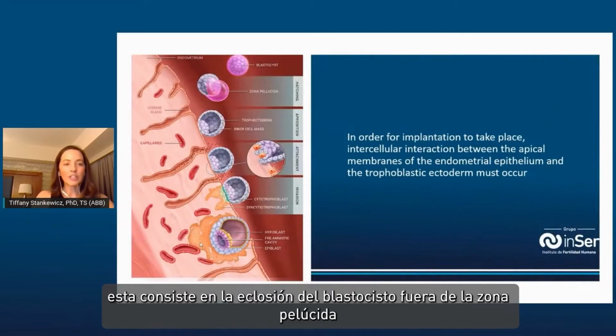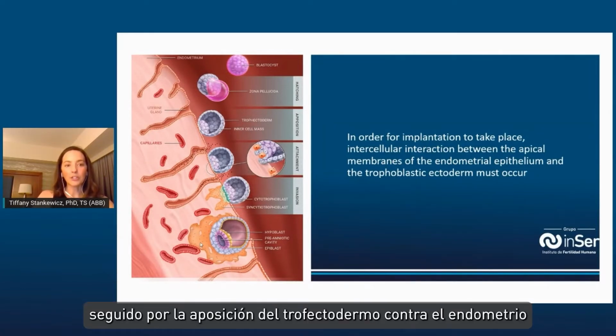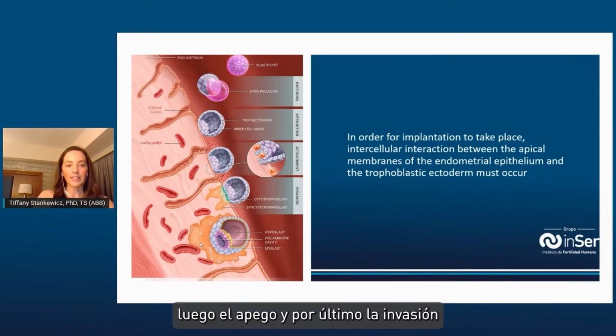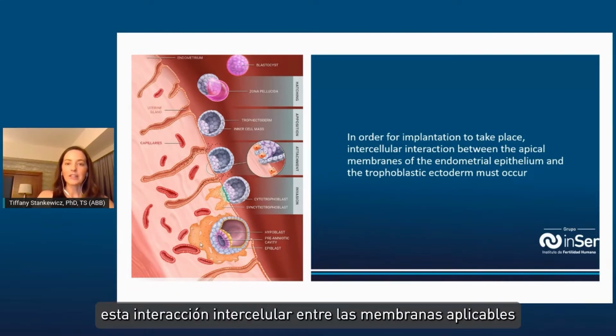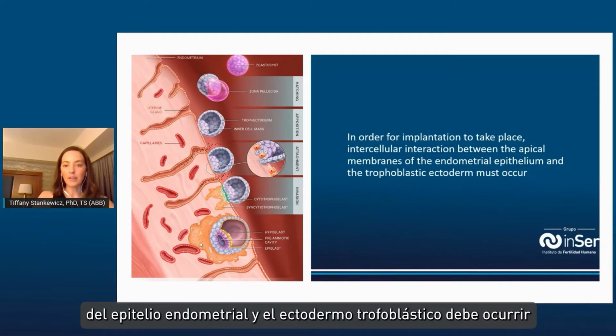As far as implantation itself, this consists of hatching of the blastocyst out of the zona pellucida, followed by apposition of the trophectoderm against the endometrium, then attachment, and lastly, invasion. However, in order for implantation to take place, this intercellular interaction between the apical membranes of the endometrial epithelium and trophoblastic ectoderm must occur.